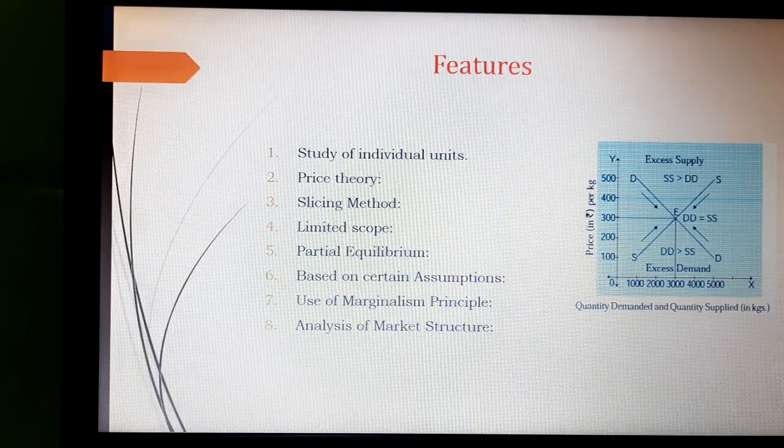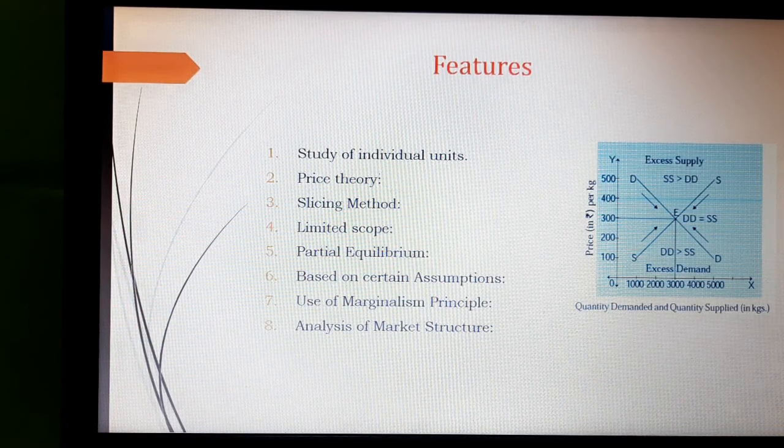Features. Features of microeconomics are: the first one is study of individual units. From the different definitions, we know that different individual economic units are being studied under the concept of microeconomics. So, the first feature is study of individual units. Now, individual units means what? Individual units like individual income, individual household, individual prices, etc. This all are coming under the study of microeconomics.